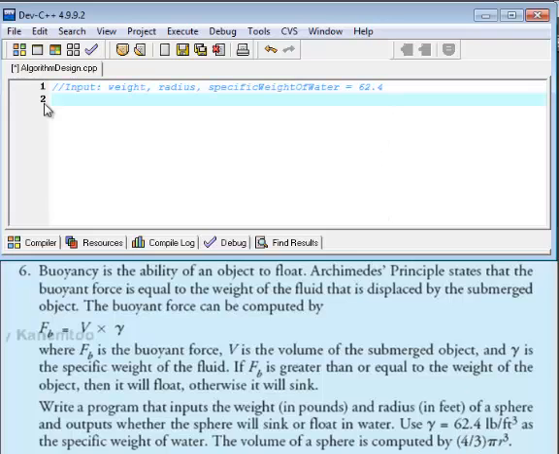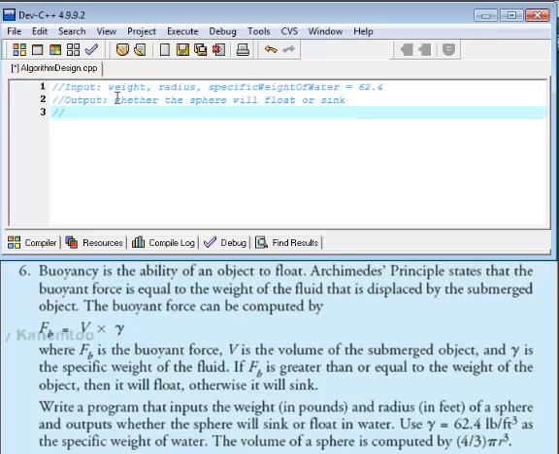After we realize our inputs, now it's time to figure out what our output is going to be. What do we want our program to do? Inside of our specification here, it says that we want our program that will output whether the sphere will sink or float in water. So our output is going to be whether the sphere will float or sink.